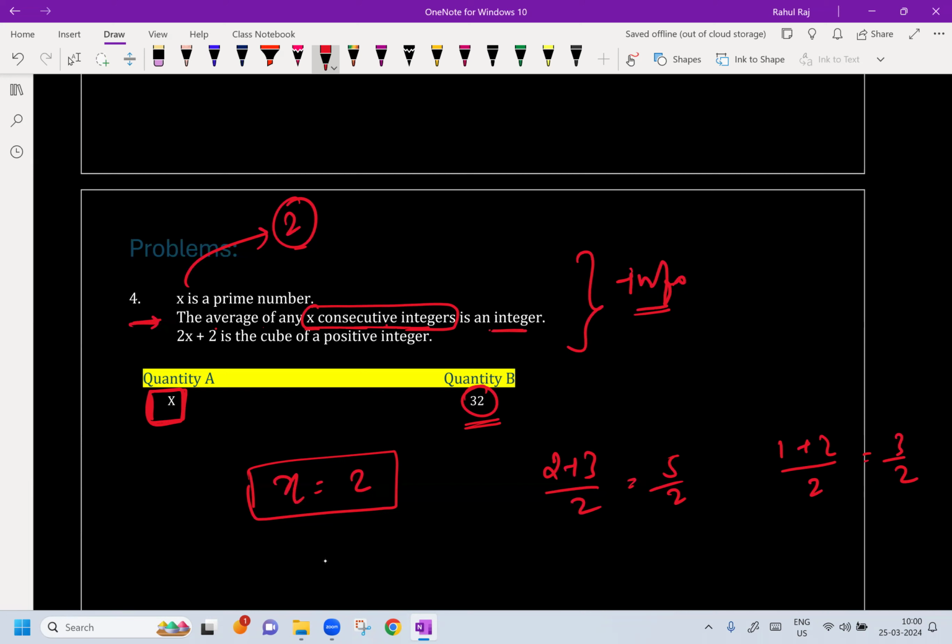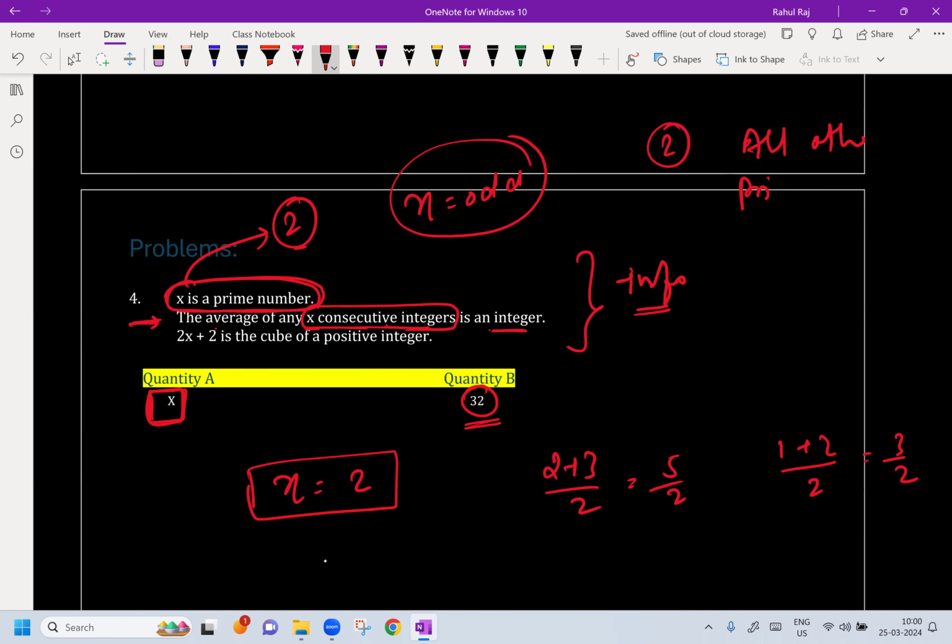Are you understanding? Simply put, X can never be even at all. X is always odd. Understand what I'm trying to say: they have also told you X is a prime number. You just have to see it very slowly. I know that except 2, all other prime numbers are odd. Can I say this 100%?